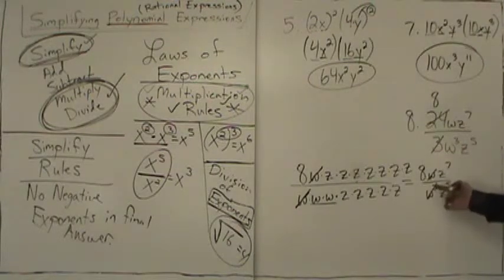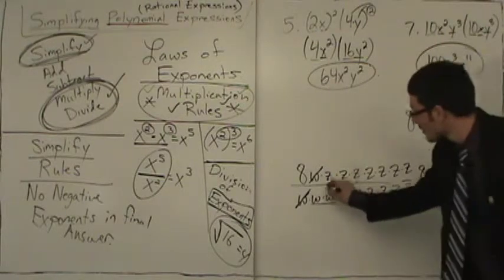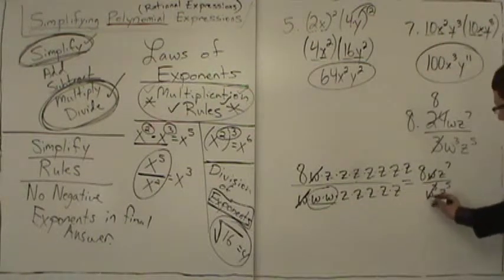So where are the 2 w's left over? We subtract the exponents. Where are they left over? Well, they're left over on the bottom. Why? Because there are more w's on the bottom. So we have on the bottom w squared.